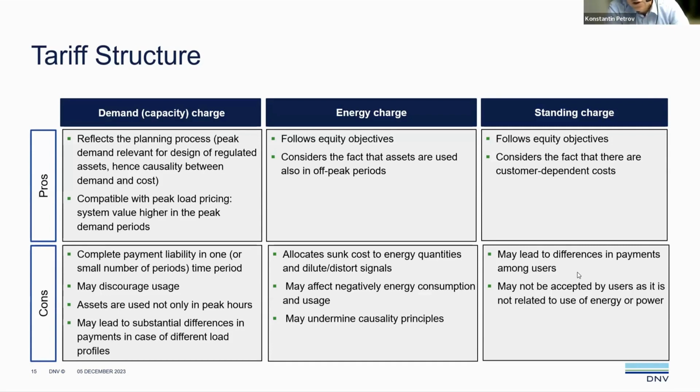Otherwise, for every single charge, demand, energy, and standing charge, you can have good arguments to use them, but there are, of course, counter arguments. Thinking, for example, of demand charge. Demand charge means to have a financial unit per megawatt or kilowatt, measured or installed or contracted. It will be a charge based on demand and not on energy. You can say chargeable quantity in this case. And there are many good reasons to use them. But I think first you have to have this information.